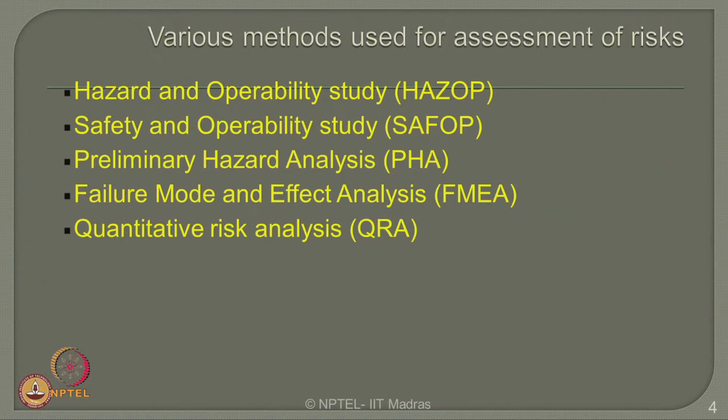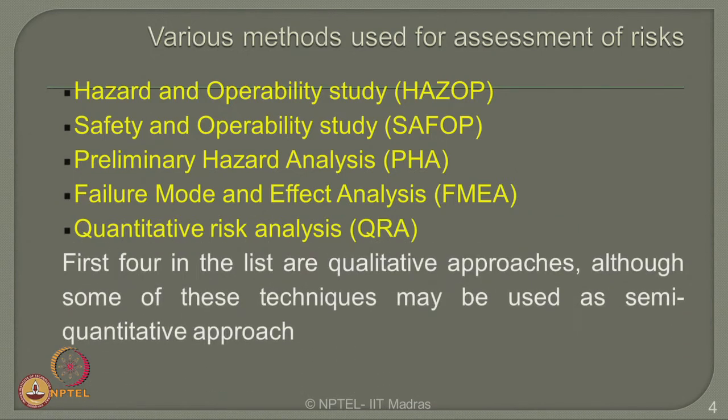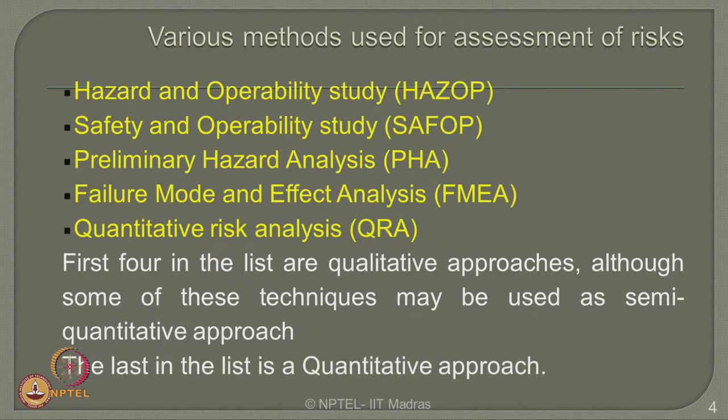Quantitative risk analysis, which is a quantified method, which is QRA. In the list above, ladies and gentlemen, the first four are qualitative approaches. However, in FMEA you have quantification of risk in terms of risk priority number, whereas PHA, SAFOP and HAZOP are purely qualitative indications of hazard identification and analysis. The last one in the list is, of course, quantification of risk analysis, which we are now going to see in liquid release models.